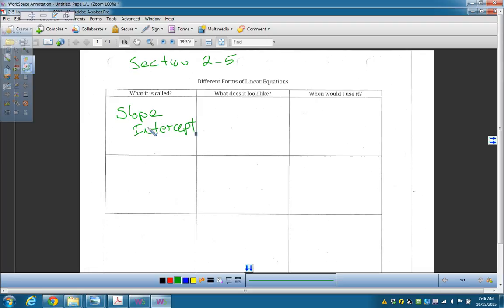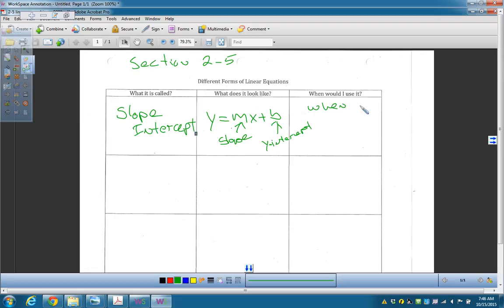So what does slope intercept form look like? Slope intercept form is just y equals mx plus b, where m is the slope and b is the y-intercept. And it's best used when you have the slope and y-intercept.